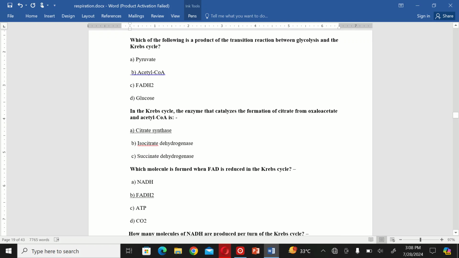The next MCQ is which of the following is a product of the transition reaction between glycolysis and the Krebs cycle? A. Pyruvate. B. Acetyl coenzyme A. C. FADH2 and D. Glucose. So the correct option is B.